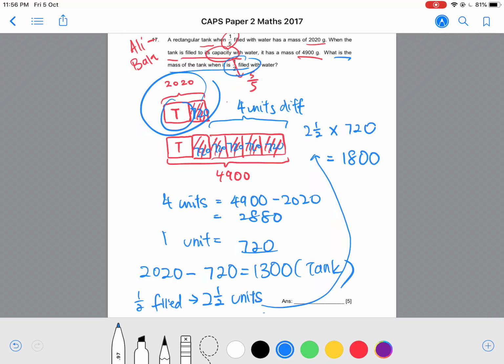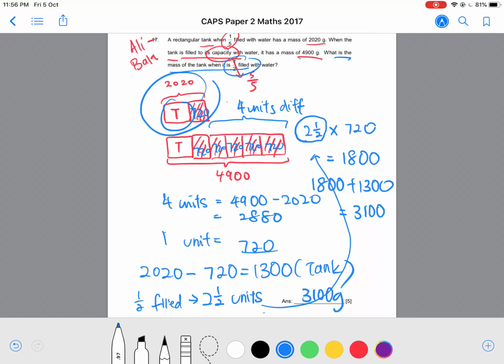Now this does not include the tank. These are only the shaded parts, 2.5 shaded parts. You have to add the tank back, which is 1300. And you get a total of 3100 as the answer. Alright, so question 17, the Alibaba question.